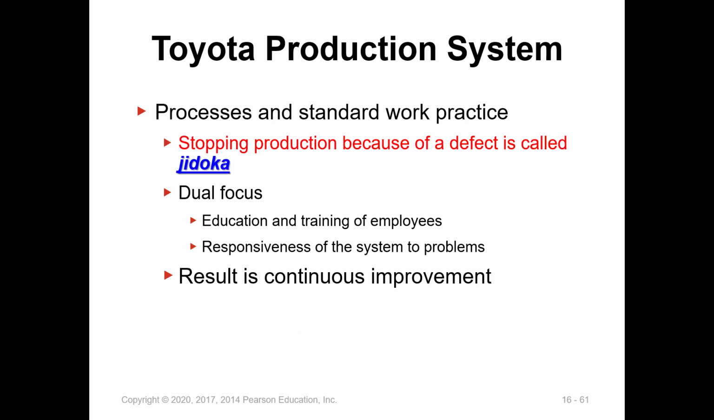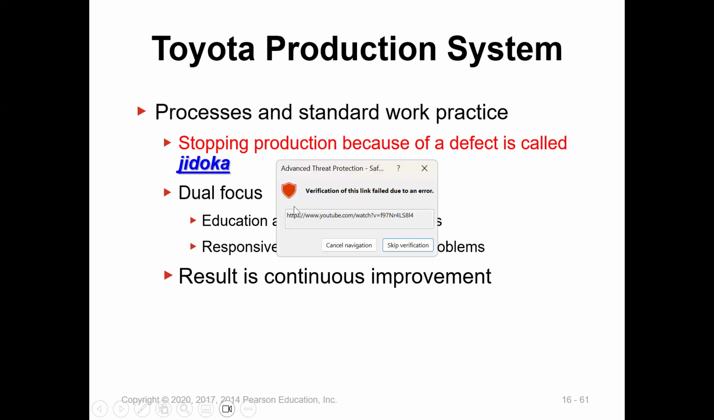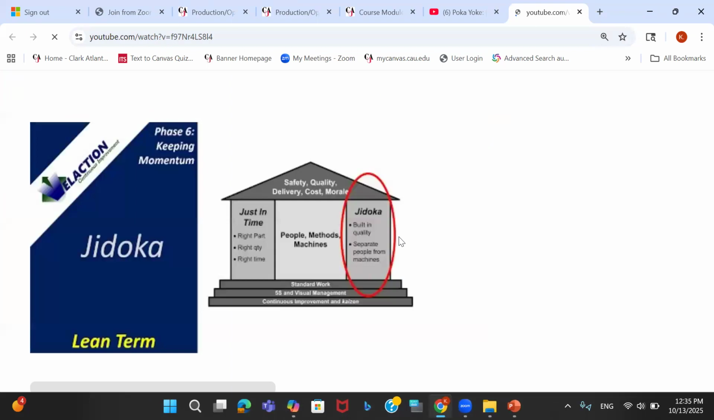Jidoka. I think we talked about Jidoka, but Jidoka is stopping production because of defect. Okay. So another example of Jidoka, like if you are driving a car, for some cars, for example, if the engine oil is low, some cars, they stop working. You cannot turn on the car. So I think I have another video for Jidoka. Let me see if we can watch that video.